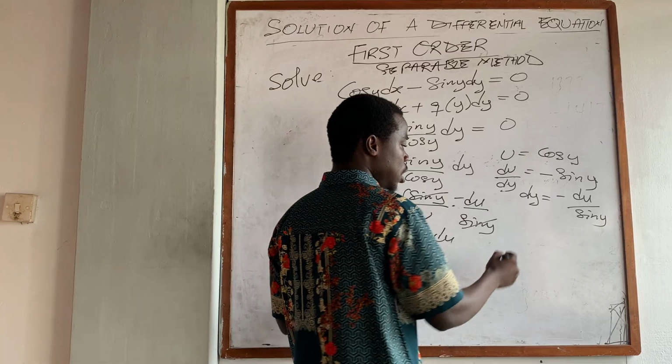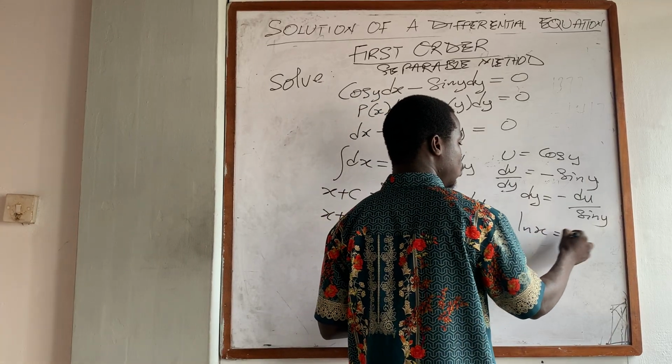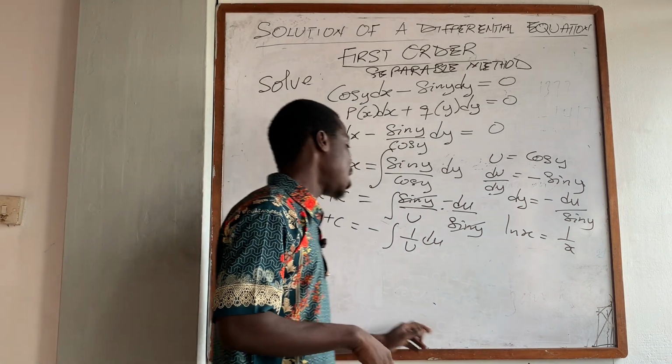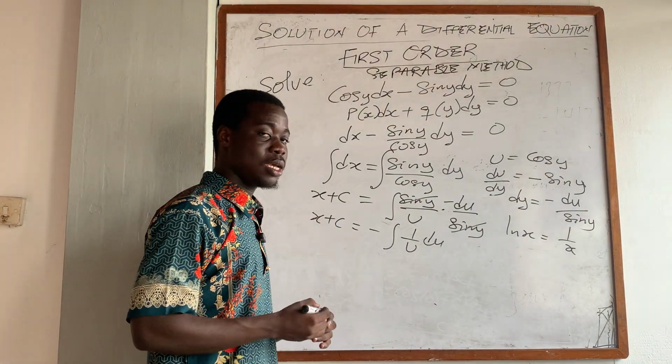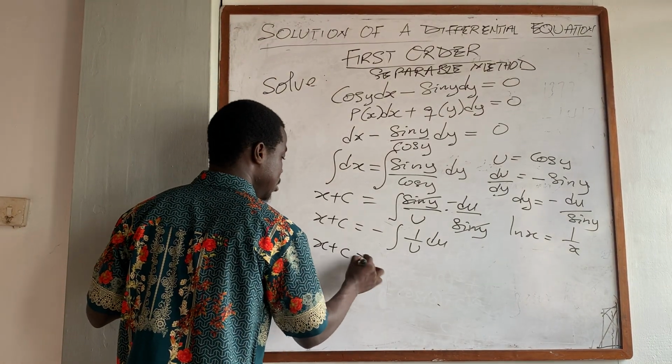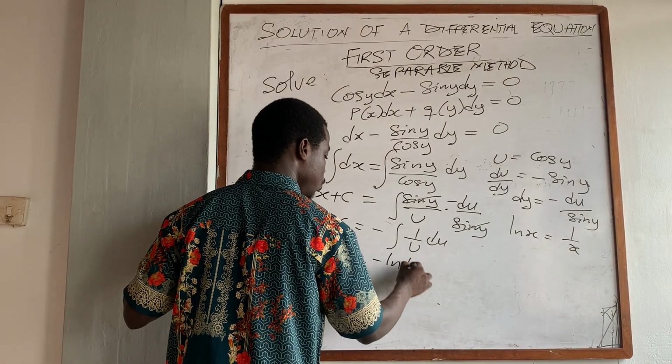We are saying that if we differentiate ln x, you will get 1 over x. So if we are reversing it, then it means you will get this. I am reversing this, so it automatically I will get ln what? Ln u. So I will get x plus c is equal to negative ln u.